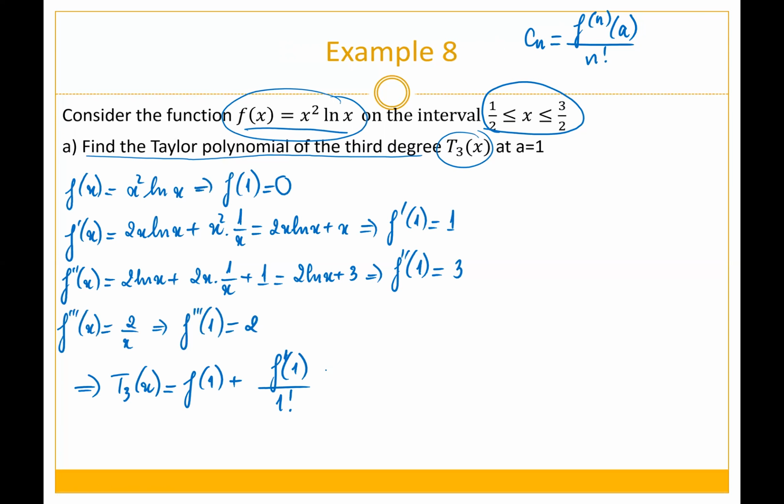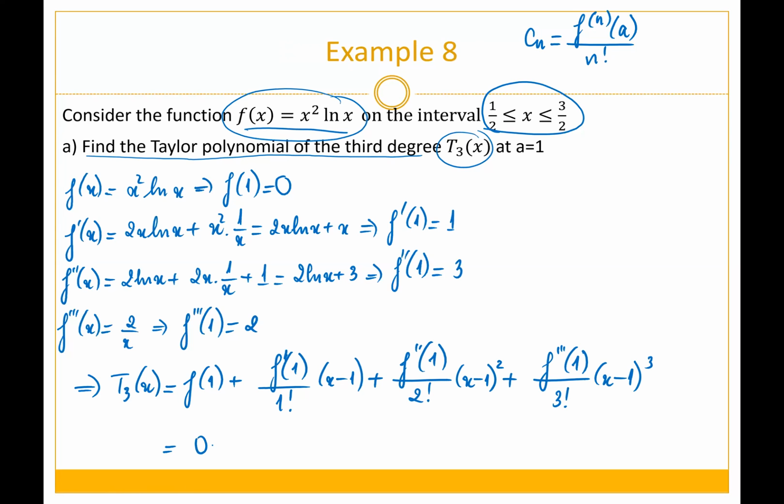And I would highly recommend writing it in this form so that you guys don't miss any other terms or plug in the wrong number. Over 2 factorial (x minus 1) squared plus the third degree derivative over 3 factorial (x minus 1) cubed. Now you just plug in the number, which is going to give us 0 plus 1 over 1 factorial (x minus 1) plus 3 over 2 factorial (x minus 1) squared plus 2 over 3 factorial (x minus 1) cubed.